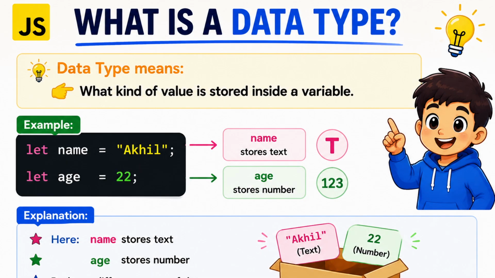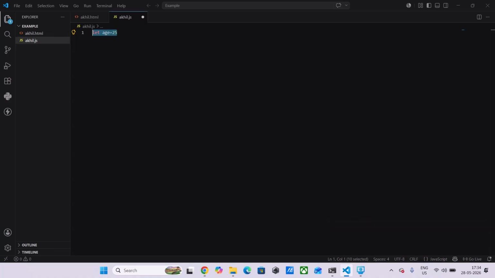First of all, we learn what is data type. Data type means what kind of value is stored inside a variable. Like this, this is one data type. Here, name stores text, age stores number. Both are different data types. That is why JavaScript has data types.